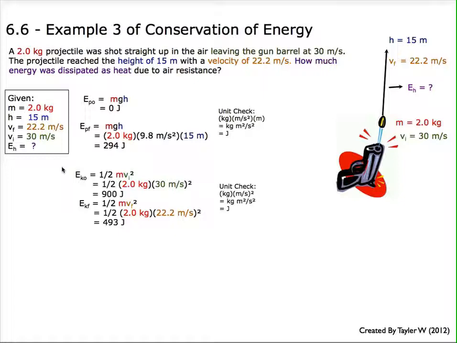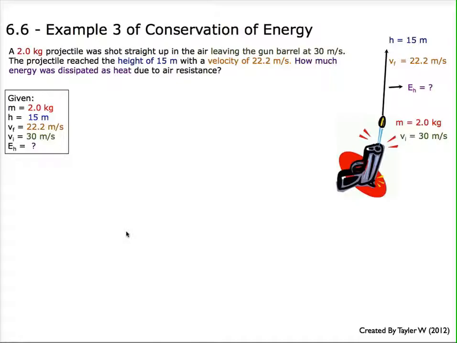For the next part of the equation, we need to use a different equation for energy kinetic, initial and final, to find both of these. So we have this equation, which is energy kinetic, initial and final, equals 1/2 mv squared. So we plugged again the appropriate variables into these equations and did our unit check, and we ended up with energy kinetic initial as 900 joules and energy kinetic final as 493 joules.